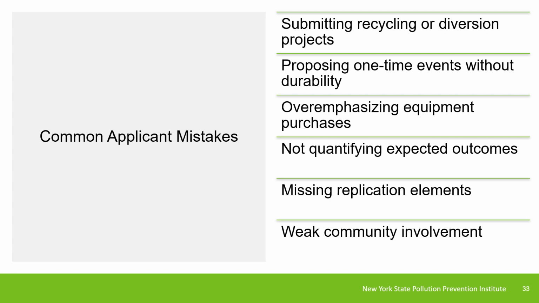A few common pitfalls to avoid. First, submitting recycling or diversion projects. These are not P2 unless they clearly drive upstream actions. Second, proposing one-time events without durable systems behind them. Third, equipment-heavy budgets that don't support behavior or operational change. Fourth, failing to quantify outcomes. Reviewers need to see numbers. Fifth, missing replication elements, which are required. And finally, weak community involvement. Avoid these and your proposal will be much stronger.